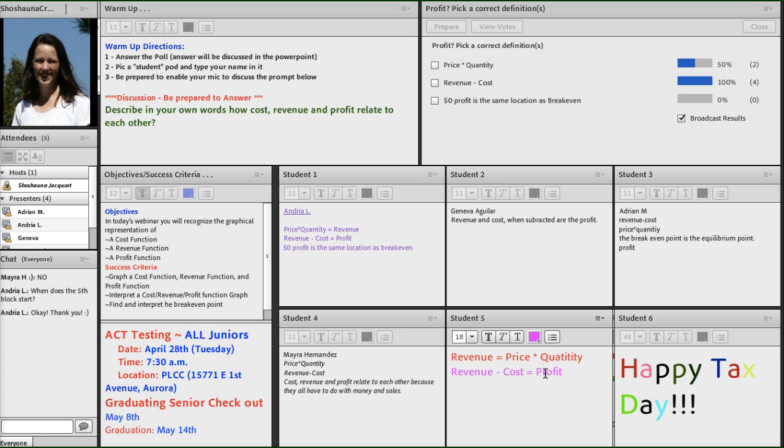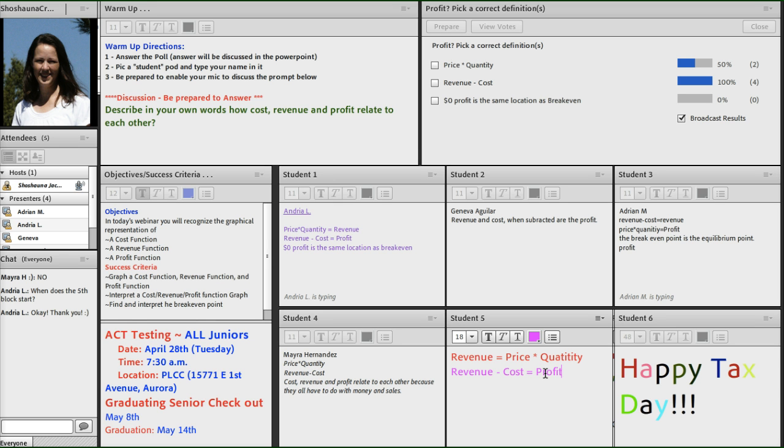Okay, so Geneva already said that. The break-even point is the equilibrium point, and that's good. And then Myra, somebody had it. Oh, there, it's Myra's at the bottom. I wanted to read hers. Cost, revenue, and profit relate to each other because they all have to do with money. And that's true. They all have to do with money, and they all have to do with sales. And so they're all going to have all those parts in them.